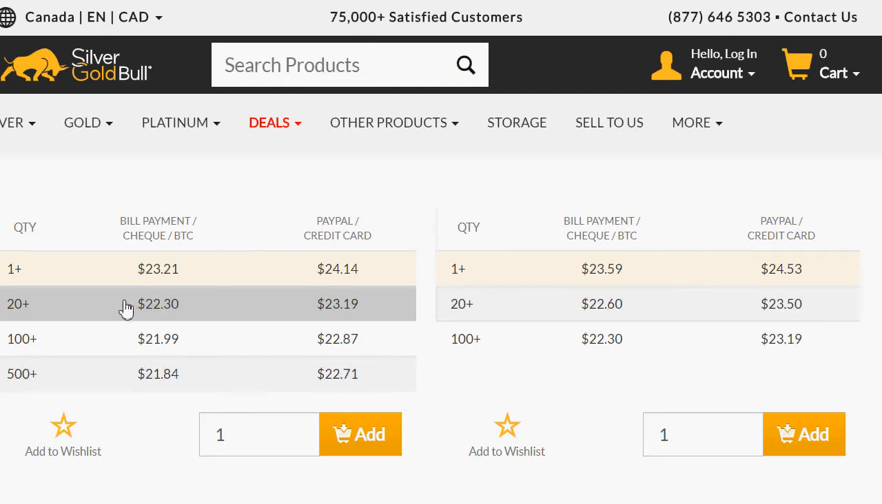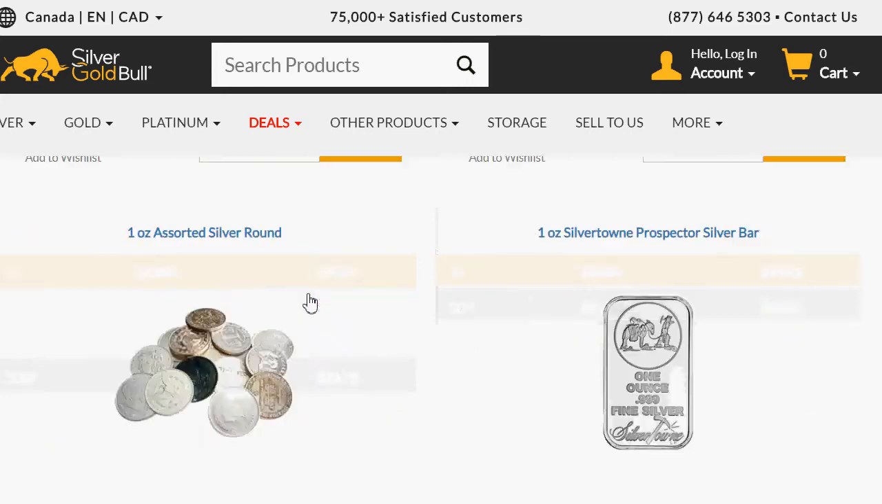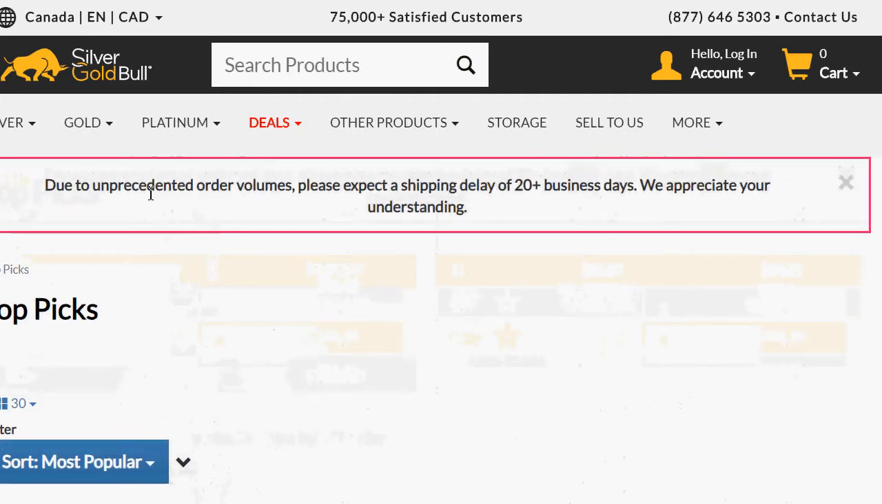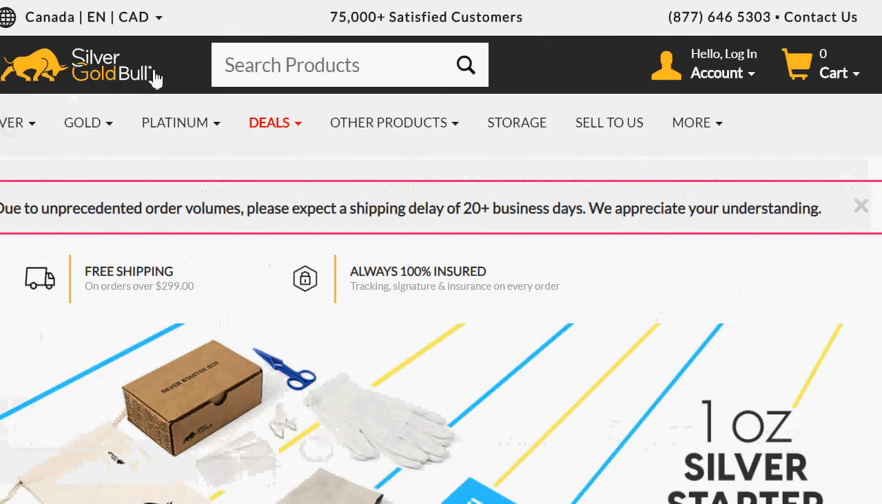How long these prices last, and if they'll get much cheaper, time will tell, but there's a lot going on. It says up here, due to unprecedented order volumes, please expect a shipping delay of 20 plus business days. We appreciate your understanding. I have always gotten my silver within 2 to 3 business days from the time I place my order. If I place it early in the morning, it's 2, late in the day, 3. Well, this is really getting unprecedented. But with this going on, this is to be expected as well.